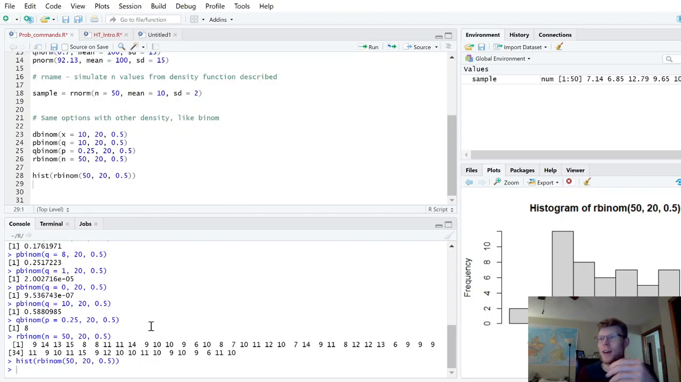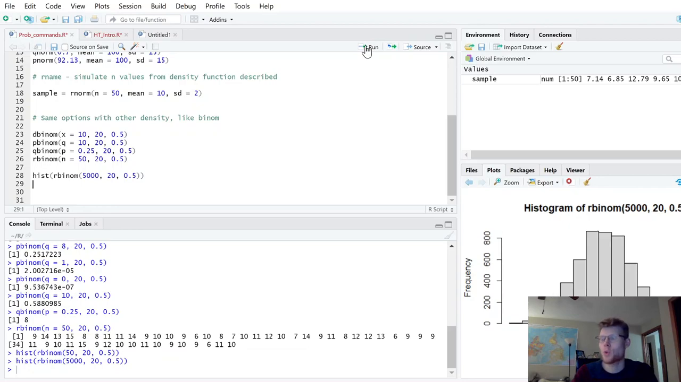And I can see that, in general, I'm getting values a little bit closer to the middle, not perfectly though, because I only sampled 50. If I were to sample a lot more, like 5,000, I'm probably going to get a much more normally distributed curve here because the binomial distribution is going to converge to the normal distribution with enough observations.